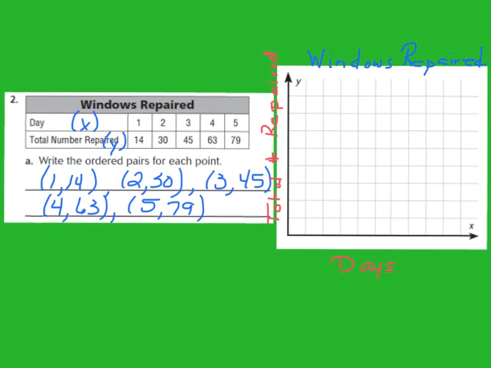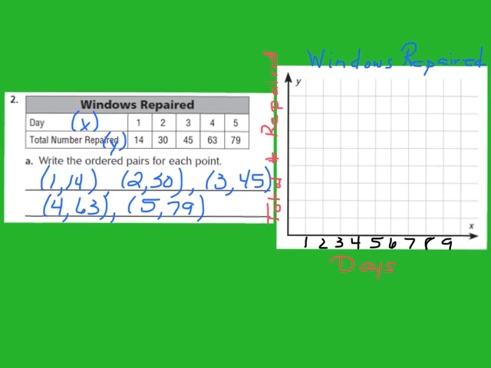Now we have to label the numbers for the x and also the numbers for the y. Now when looking back at our days in our table, what I notice is this. The days are listed as 1, 2, 3, 4, 5. So what I know is I can count by ones and go ahead and label the x-axis. So let's go ahead and begin to label. We'll label this as 1, 2, 3, 4, 5, 6, 7, 8, 9.